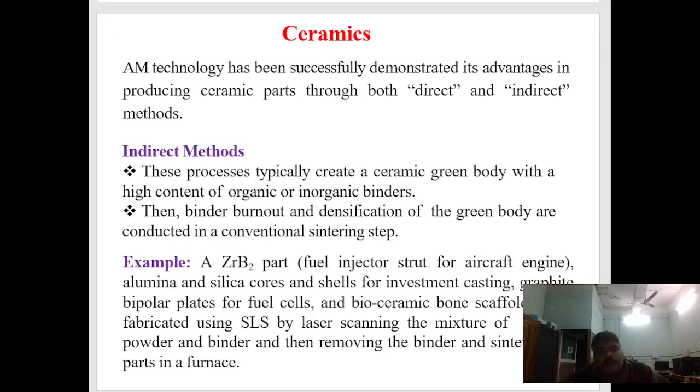Ceramic additive manufacturing technology has successfully demonstrated its advantage in producing ceramic parts through both direct and indirect methods. Indirect method: these processes typically create a ceramic green body with a high content of organic or inorganic binder. Then binder burnout and densification of the green body are conducted in conventional sintering steps.